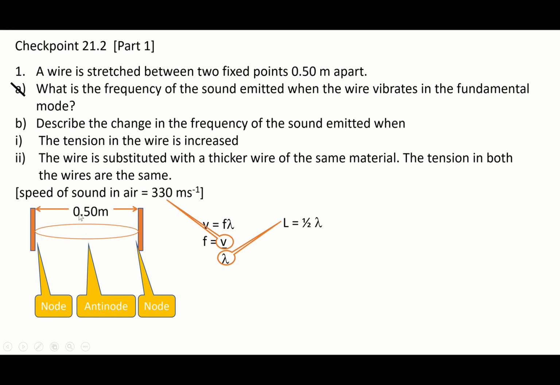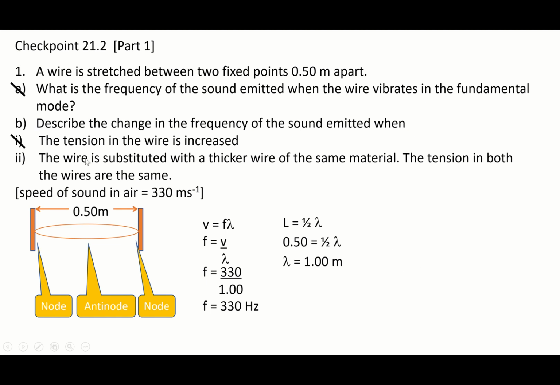It equals the length, 0.50. So the shape is half lambda, so half lambda equals L. Cross multiply, we get lambda equals 1.00 meter. Now f equals 330 divided by 1 meter, so the frequency is 330 Hz for question 1A. This is the frequency of the fundamental mode.